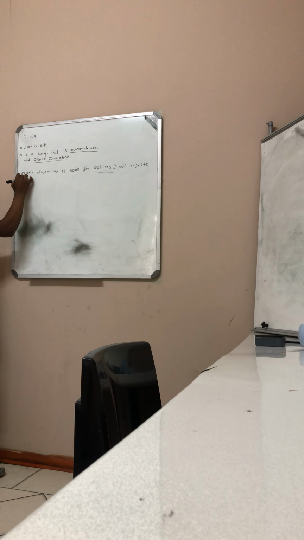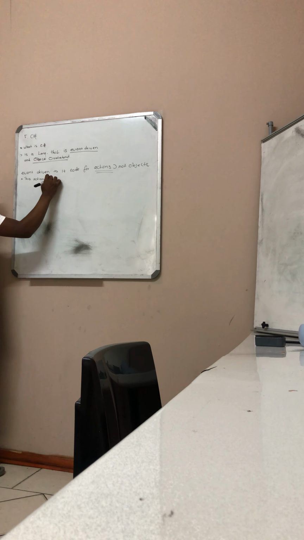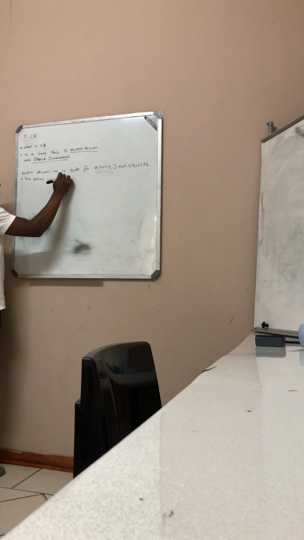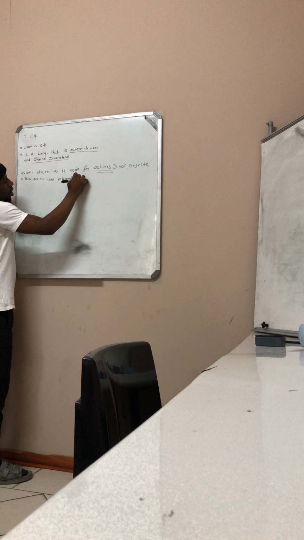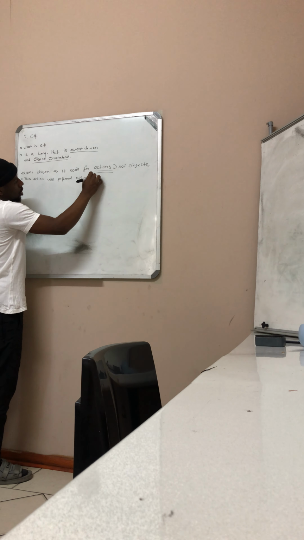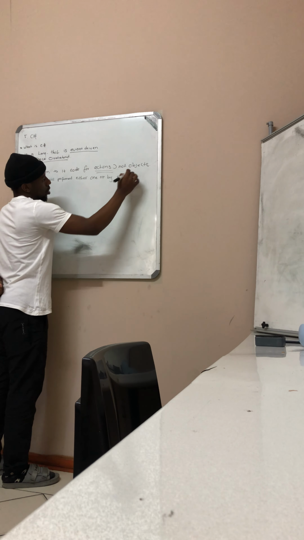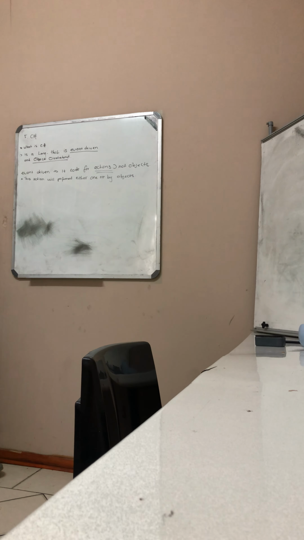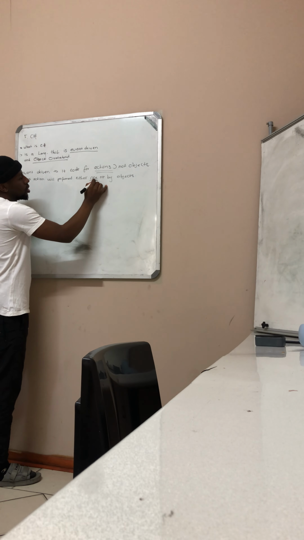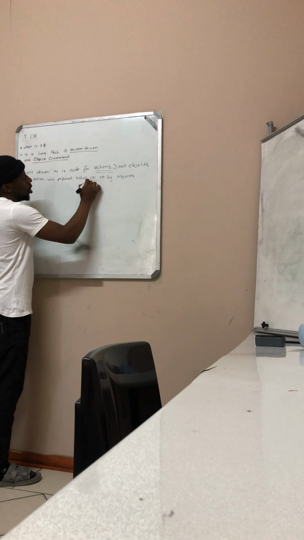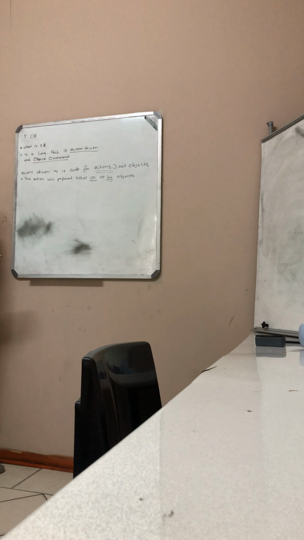Now, these actions will be performed, whatever you see, either on or by objects. Get it? They'll be performed either on or by objects. That's what they mean by designing. It's the actions, what will happen.